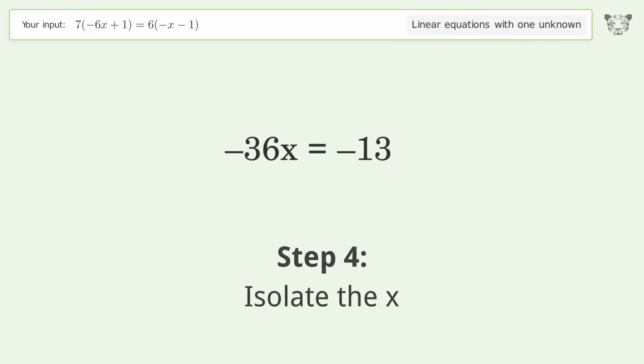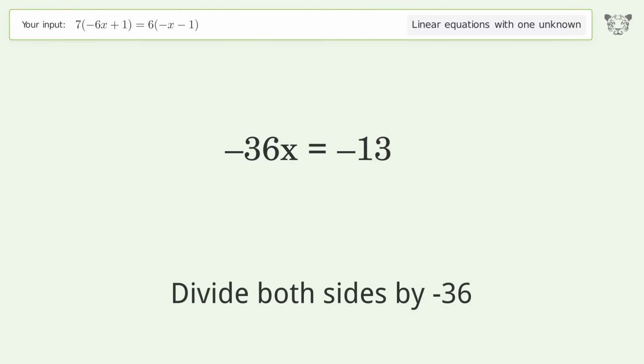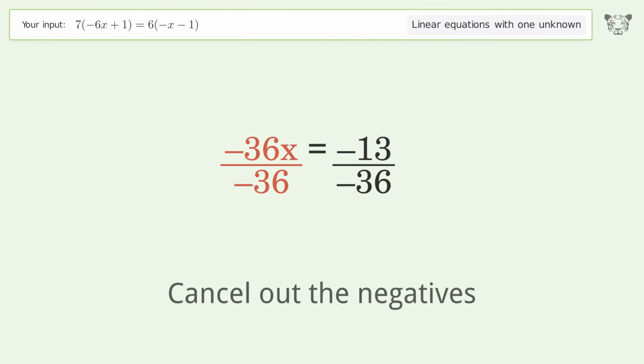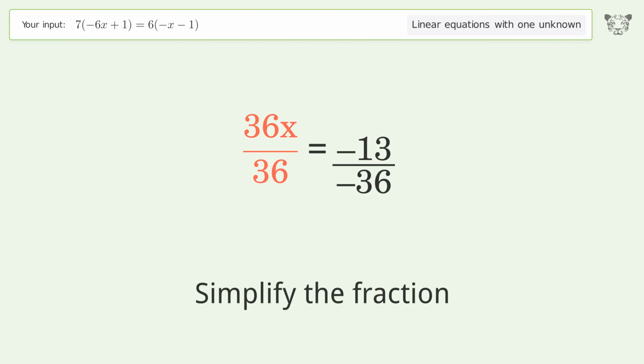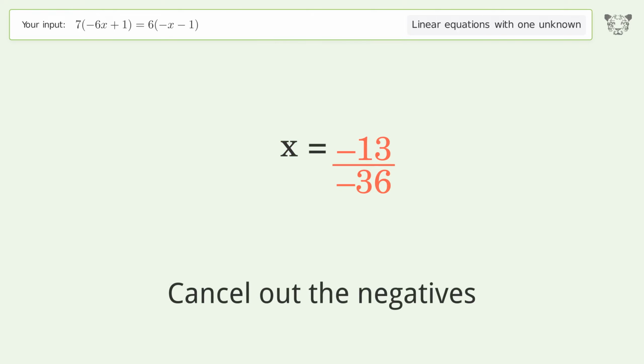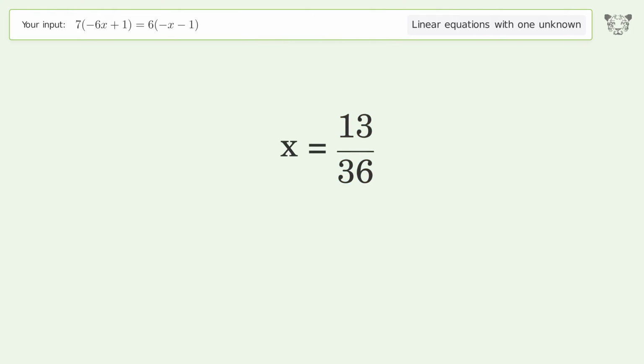Isolate the x. Divide both sides by -36. Cancel out the negatives. Simplify the fraction. Cancel out the negatives. And so the final result is x equals 13/36.